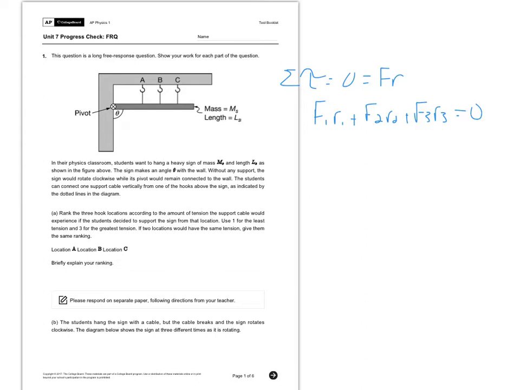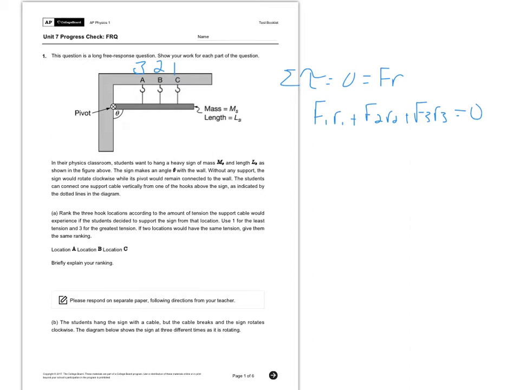Also, the farther away the string is, the less force you're going to need. So using that logic, and again, that's because of this idea that torque equals Fr, all of these torques are 0 because it's at rest. So that means the larger the radius, the smaller the force. So to correctly rank these, I think it wanted 1 for the least tension and 3 for the greatest tension. C would be 1, B would be 2, and A would be 3. It's going to take more force at the shorter radius to keep that at rest.